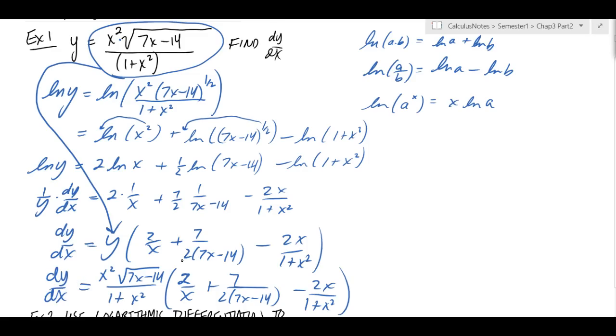So again, this derivative could have been calculated directly, but it might have been more complicated. By taking the natural log of both sides, we have a big long expression, but all the derivatives that we calculated were pretty easy. We had the derivative of natural log x, the derivative of natural log of 7x minus 14, and the derivative of 1 plus x squared, which were pretty easy derivatives to evaluate.